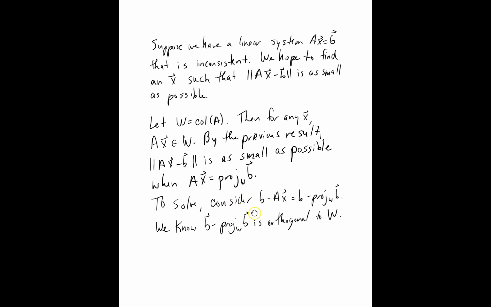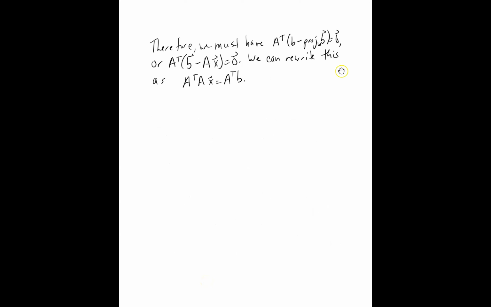All right, so to solve this system, we'll do B minus on both sides. We know that B minus the projection of B onto W is orthogonal to W, but remember that W is the column space of A. The column space of A, its orthogonal complement, W perp, is the null space of A transpose. So that means that if I multiply this vector by A transpose, I get 0. So if I take A transpose times B minus the projection of B onto W, I get 0.